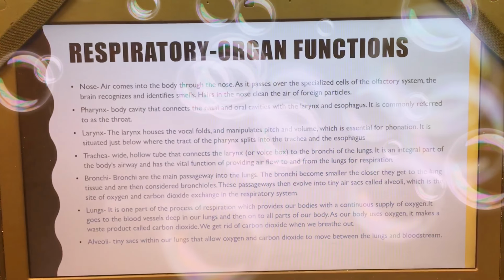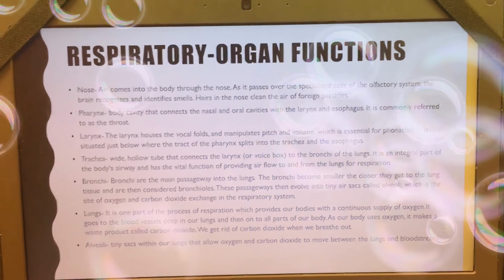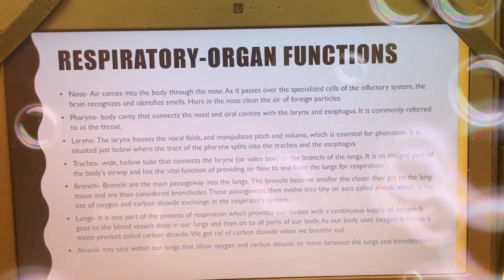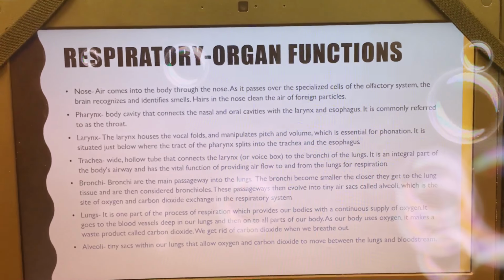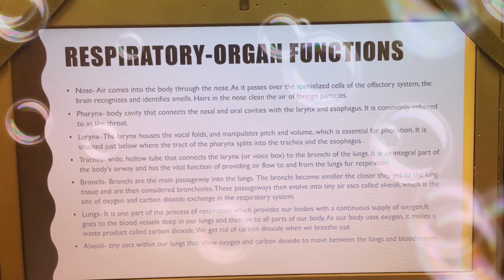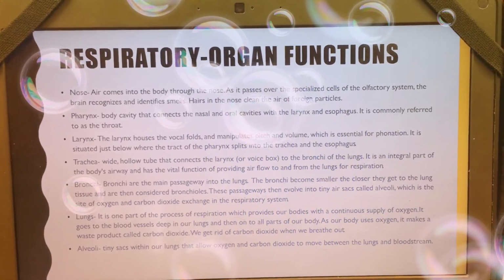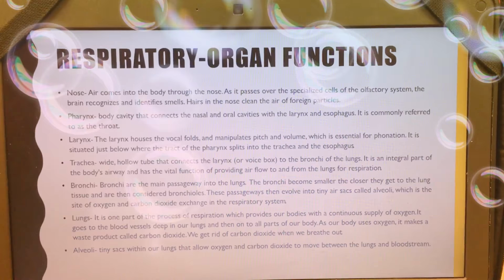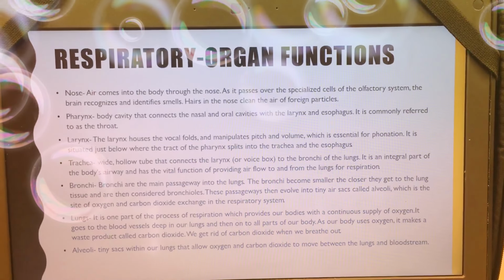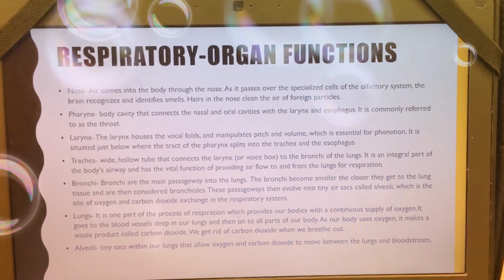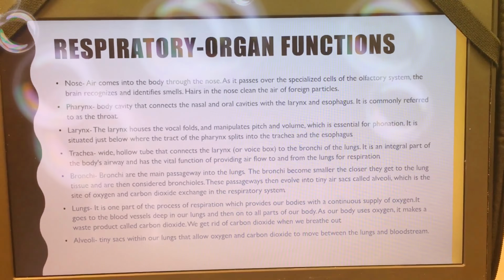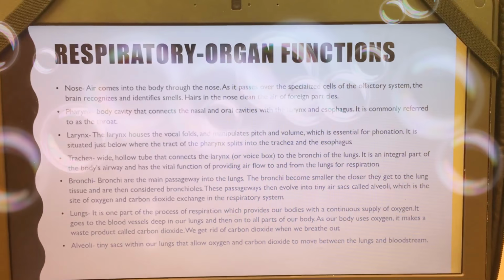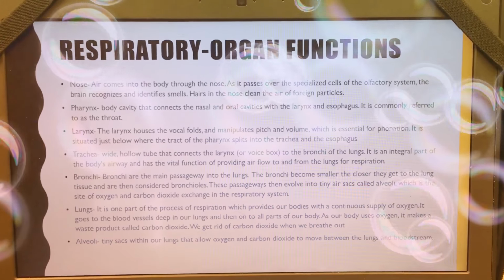The larynx houses the vocal folds and manipulates pitch and volume. The trachea is a wide hollow tube that connects the larynx, or voice box, to the bronchi of the lungs. Bronchi are the main passageway into the lungs. The lungs are one of the parts of the respiratory process, which provides our bodies with a continuous supply of oxygen. And lastly, the alveoli.